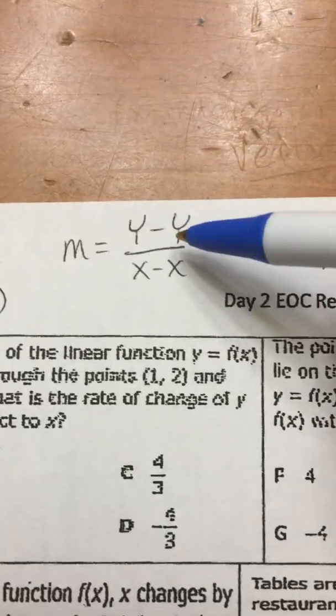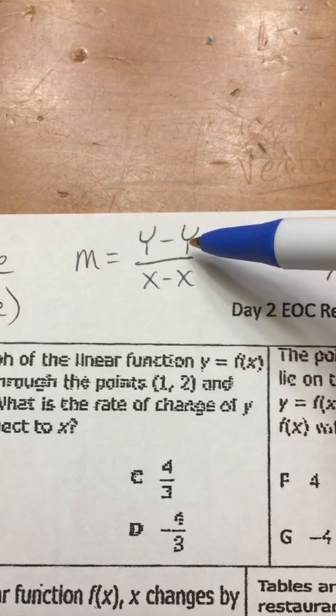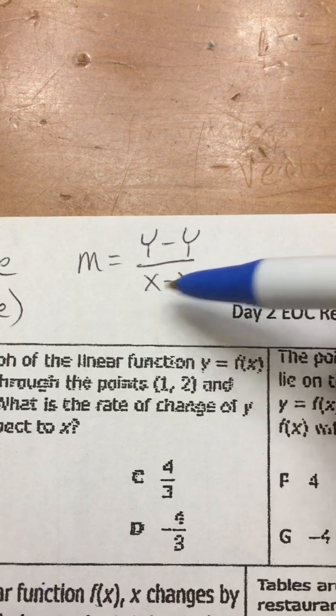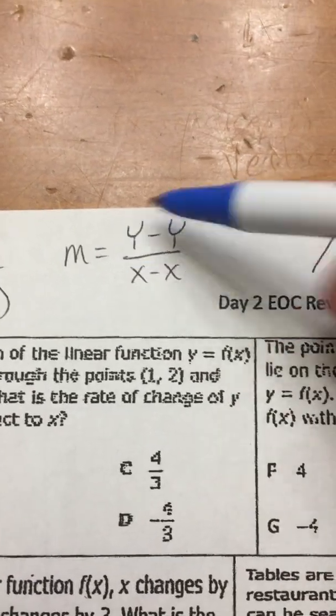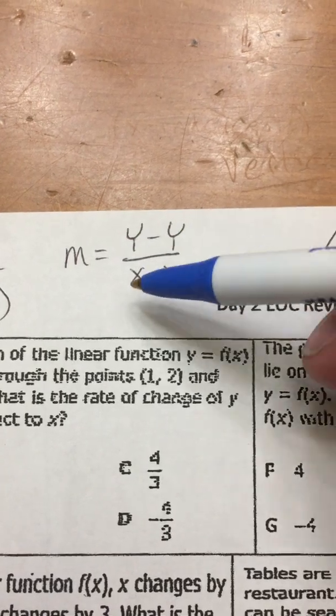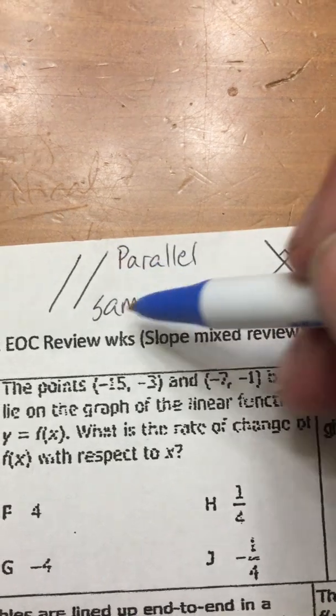Now this y minus y means you're taking the change in y. How far apart are those 2 y numbers? If you subtract them, that's the difference or change in your y's. And then, of course, when you subtract these, that's the change in your x's. So another way that they say this besides rise over run is it's the change in y over the change in x. All right. Parallel lines, of course, have the same slope.